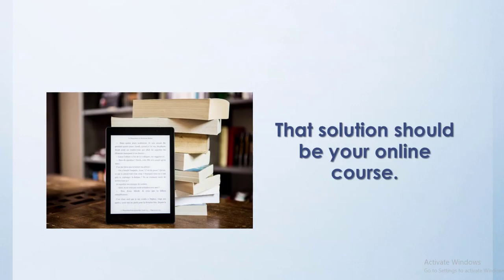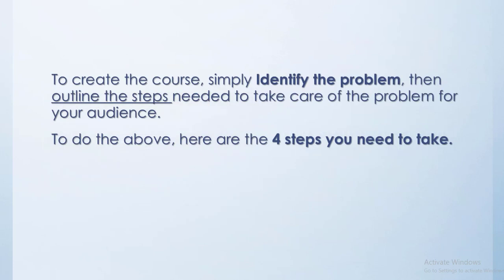In fact, the solution you are providing is your online course. Remember, we said you need to identify the problem that your course will solve before you can create an outline. So your online course is going to be the solution to that problem. Okay, now to create the course, what you need to do is identify the problem, as we have already discussed. And to identify the problem, you need to take a survey. Then once the survey is out, you already know what the problem is. Then you need to outline the steps needed to take care of this problem for your audience.